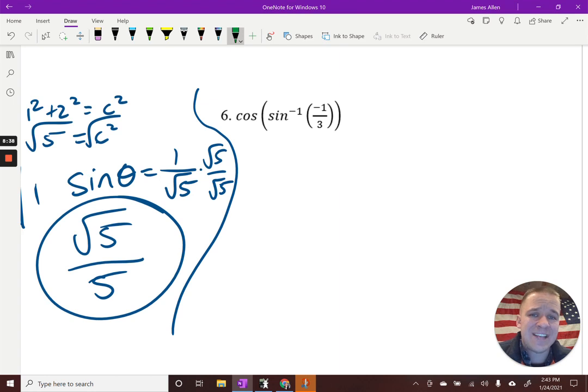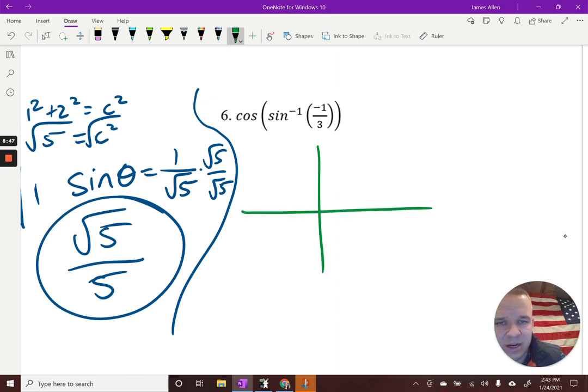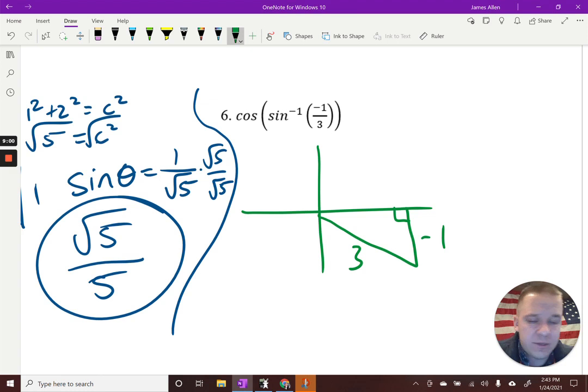Cosine of inverse sine of -1/3. So inside out, if I'm going to position this, my inverse sine function is defined here in the fourth quadrant when it's negative. Opposite is -1. Hypotenuse is 3. This is not a nice right triangle. This is not a special right triangle. This is not triples or anything like that, like the 3, 4, 5, 5, 12, 13, so on and so forth. So I'm going to have to Pythag it.